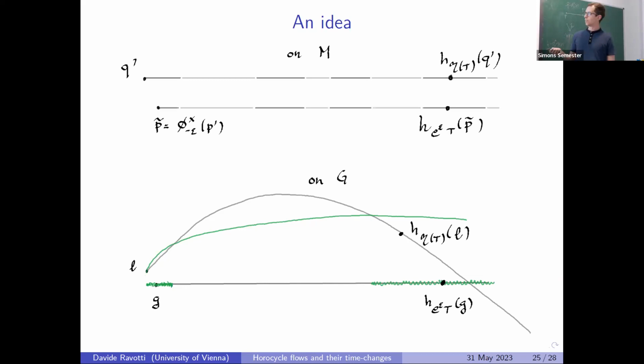So what happens is that the orbit of P tilde here above comes from an orbit of the Horocycle flow on the group. Okay, now what happens to the orbit of the lift of Q prime? They start close, and then maybe they wander off, they take separate paths, and then maybe it happens that at some point they are again close, not only in M, but in G as well. And then they will wander off never to meet again.